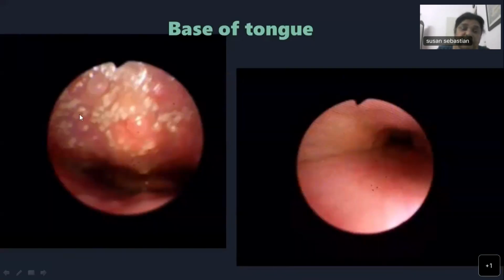This is again the oropharynx. It is the tongue base. This is the hypertrophied tongue base with a little bit of coating over the follicles. And this is the posterior pharyngeal wall. You can see almost 75% of the airway is obstructed. And let's look at the video.